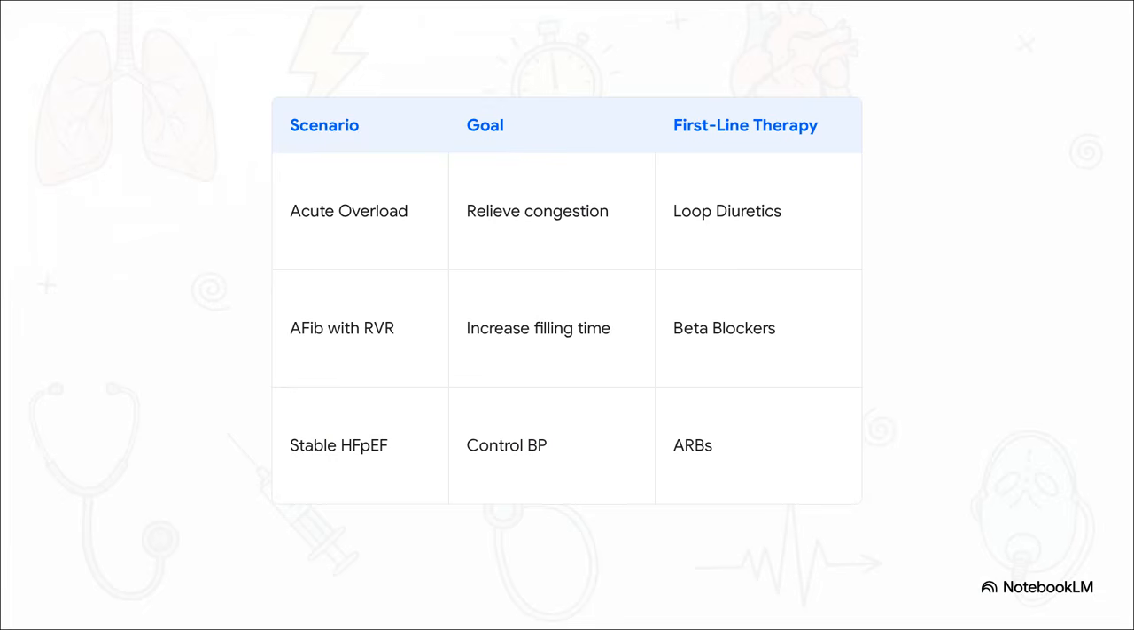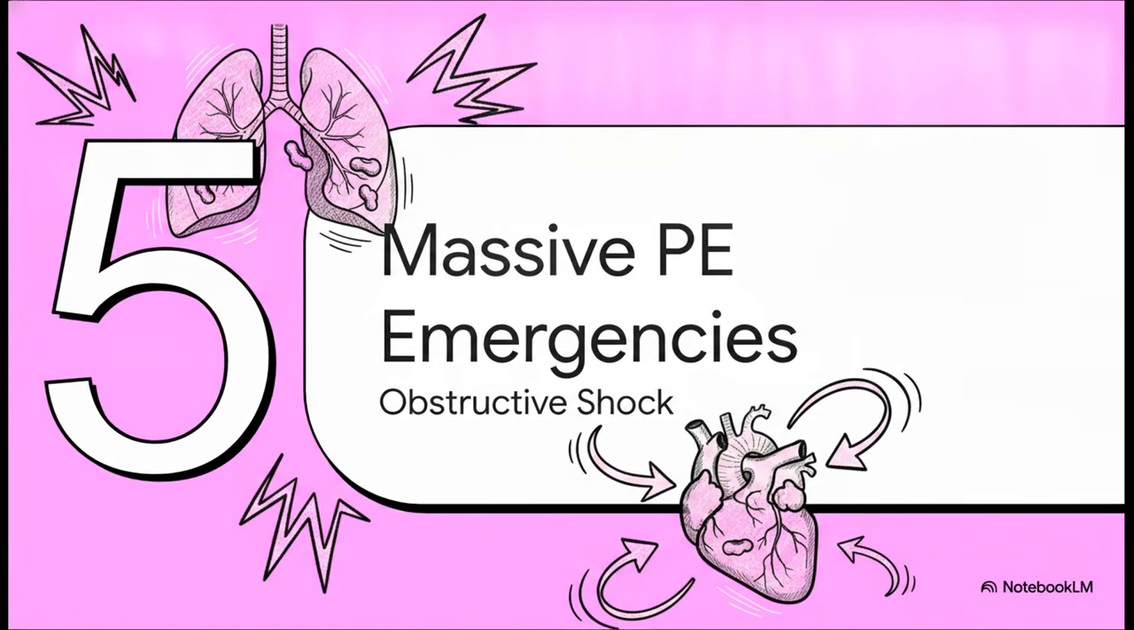Don't fall for it. This summary perfectly illustrates the overall strategy across the 3 main clinical stages of HFpEF. If they come in with acute volume overload, your primary goal is to relieve that congestion with loop diuretics. If there's concurrent AFib with rapid ventricular response, your goal is to increase diastolic filling time using beta blockers. And for a stable outpatient with HFpEF, your primary goal is strictly controlling blood pressure and reducing adverse remodeling. In that case, angiotensin receptor blockers, or ARBs, like losartan, become your first-line therapy to improve compliance and prevent future decompensations.